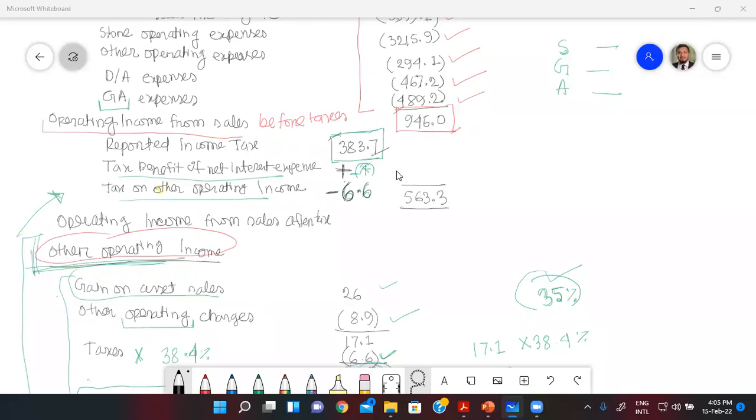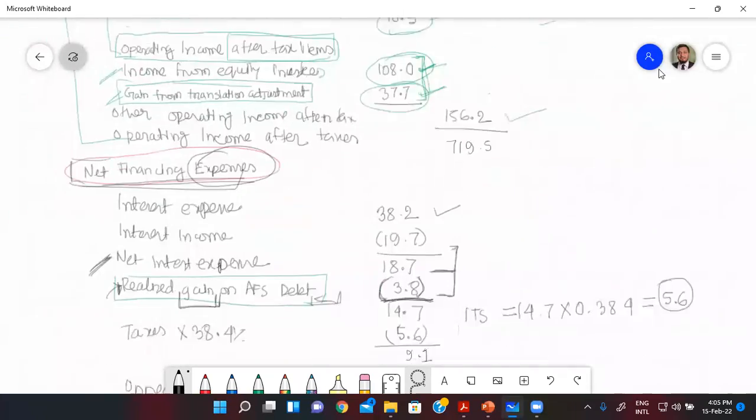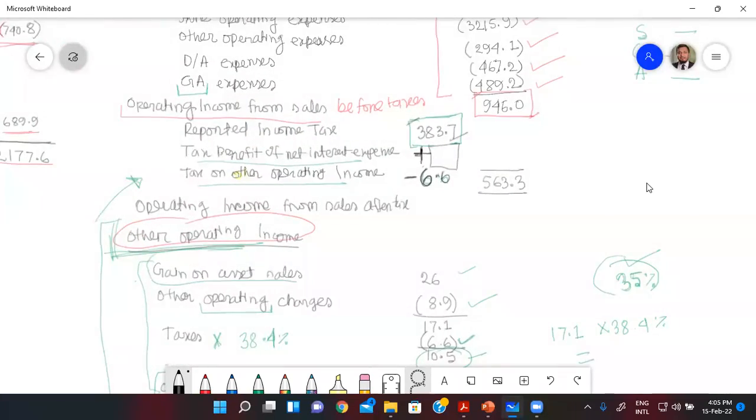In that case, will my adjustment to the reported tax be a positive adjustment or a negative adjustment? Here, note that I have kept it blank for this part. I have to put it here now, and we have calculated how much? 5.6. So here, 5.6. Now you have all this. If you calculate 383.7 plus 5.6 minus 6.6, you'll see 382.7. What does it indicate?